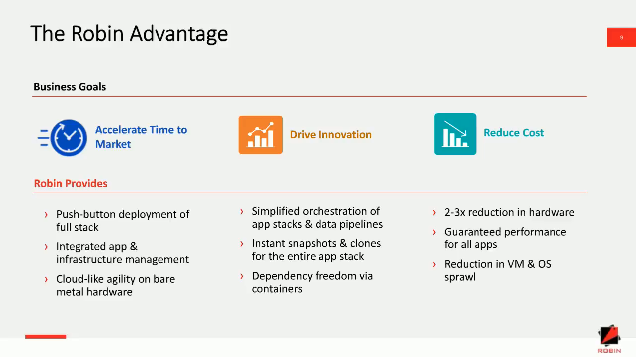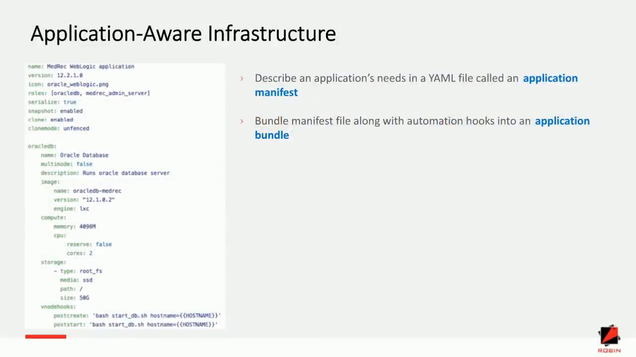And of course, with the lower footprint of the operating system, you can reduce your VM and OS sprawl. All right, so with those benefits, let's see how Robin is able to deliver all of this. I started the Robin presentation by saying Robin is application aware. So how do we do that?